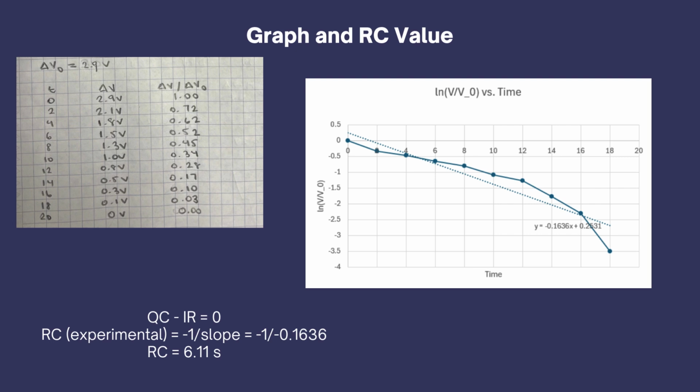We're going to use the equation QC minus IR equals 0. And then the experimental RC should be negative 1 divided by the slope, which is negative 1 divided by negative 0.1636, which was our slope, and we got our RC value to be 6.11 seconds.